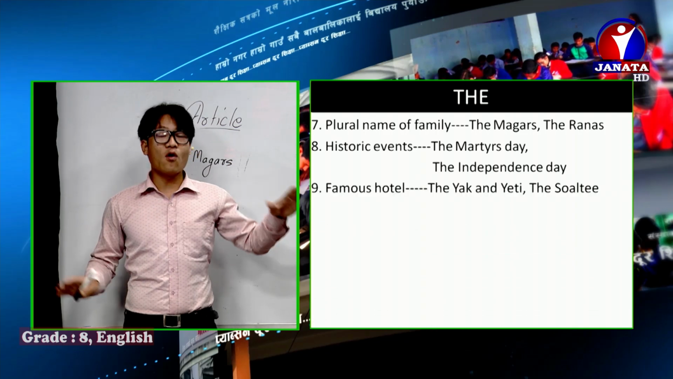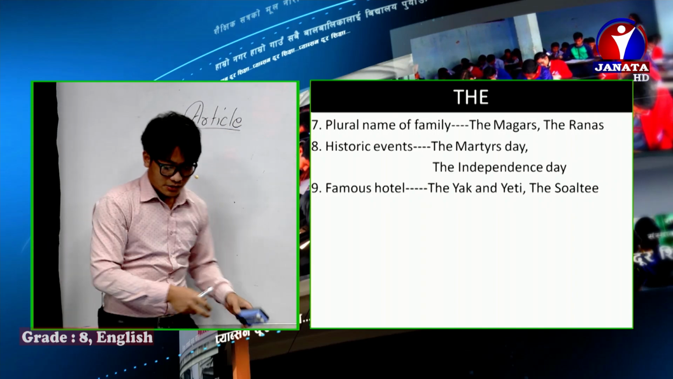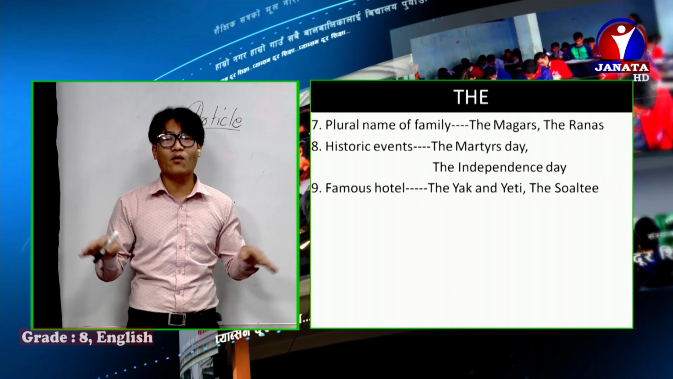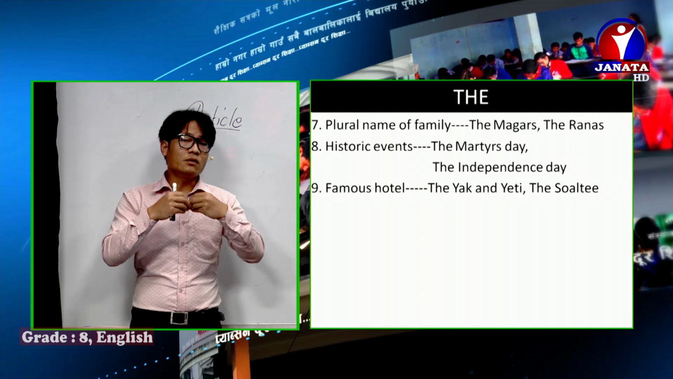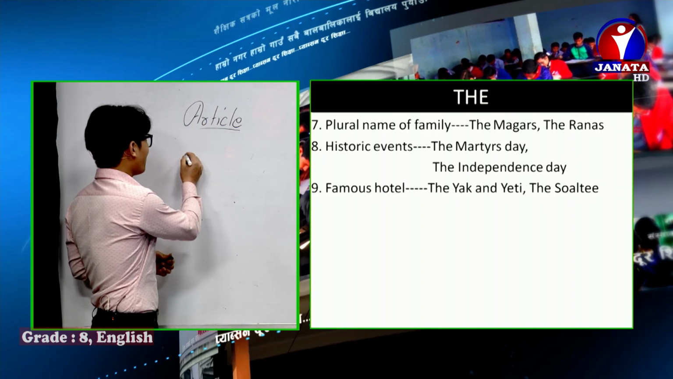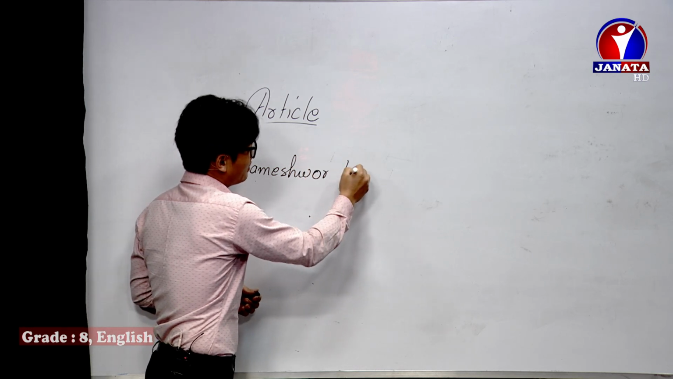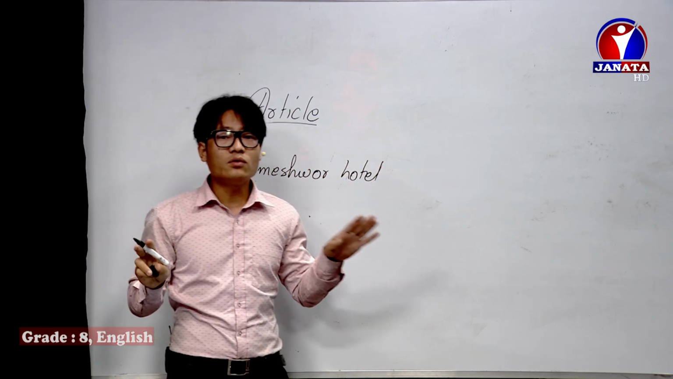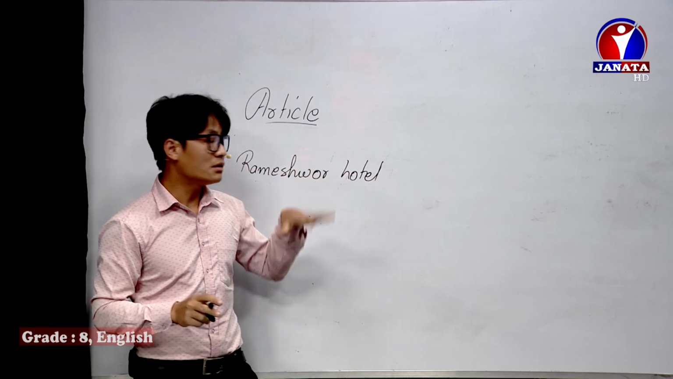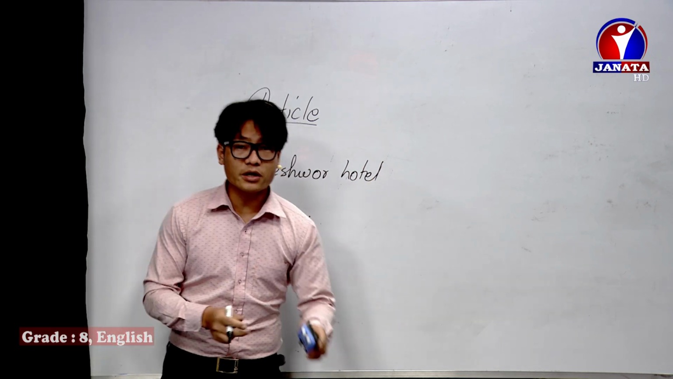Another is famous hotel. Internationally famous hotels take the article. One example: there are so many hotels around us, but do all these hotels take the article? No. Example, if there is a Rameshwar Hotel, then we should not use the article, because this is not an internationally famous hotel. Nobody knows. Just local people know that there is a Rameshwar Hotel. So we don't use the article here.